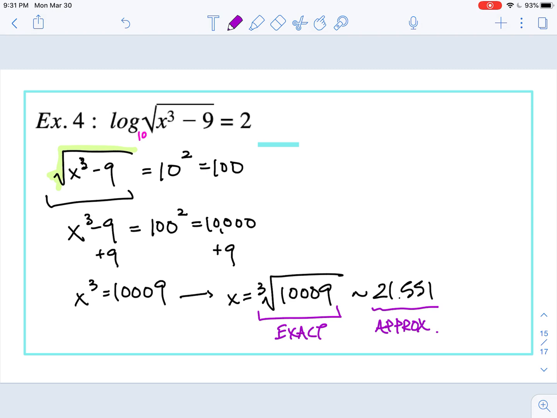Good idea to plug it back into the equation to make sure that it works, and when we do, it does. So that is our solution for example number 4.